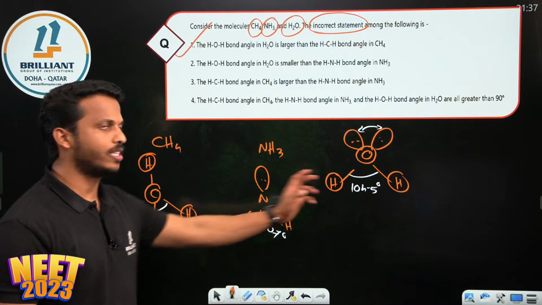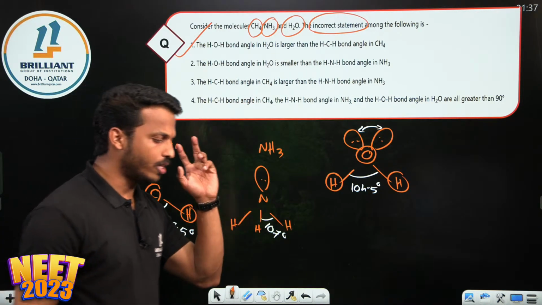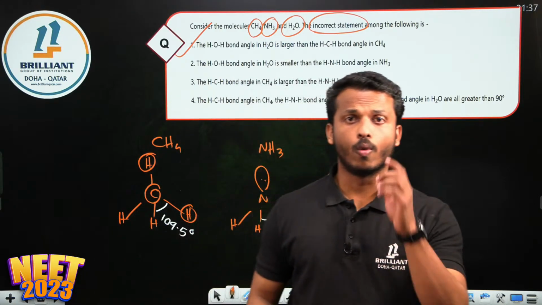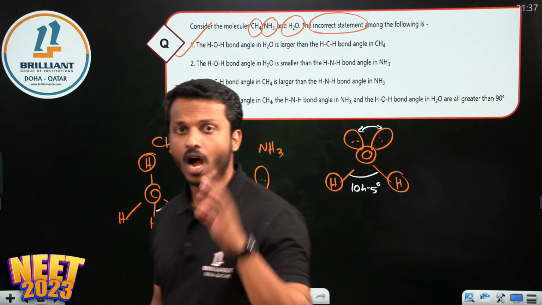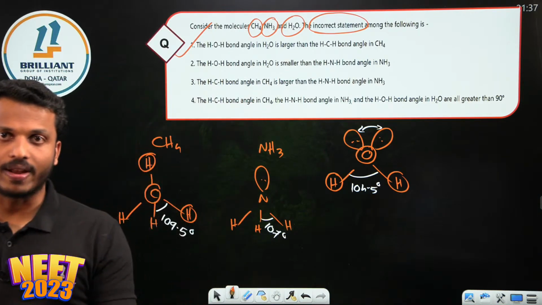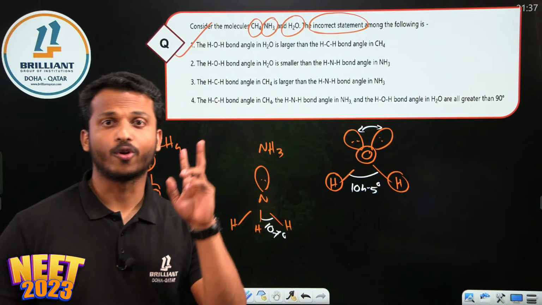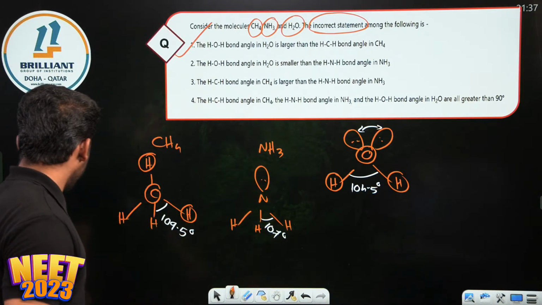There are all these points, these bond angles, memorize, okay? What is the normal tetrahedral bond angle? 109.5 degrees. Ammonia bond angle, 107 degrees. Water bond angle, 104.5 degrees. Next one.